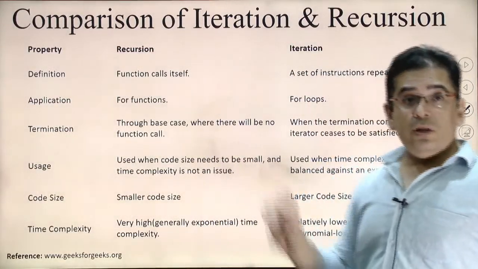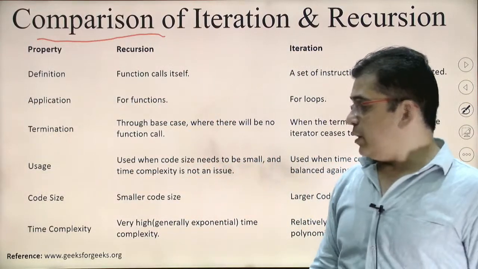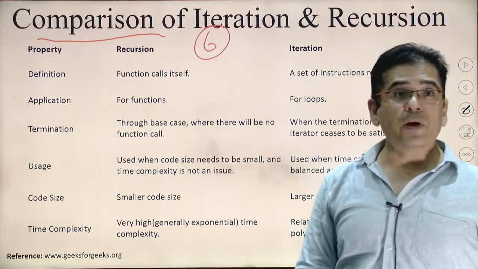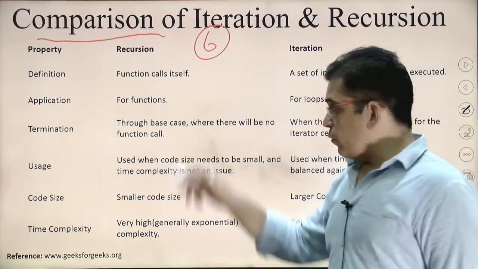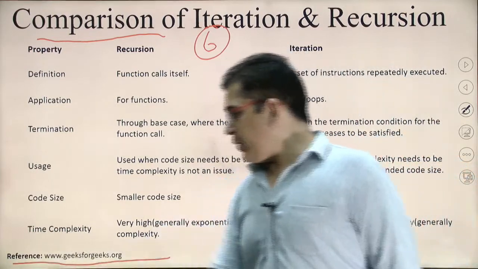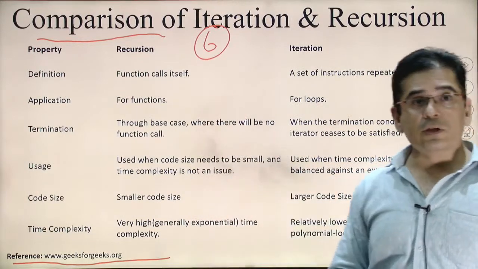Okay, now this slide does the comparison of iteration and recursion on 6 different parameters. There are 6 different parameters given here. For the detailed explanation of this slide, you can refer to the reference given here, the website from where I have taken it as a reference to explain to you.